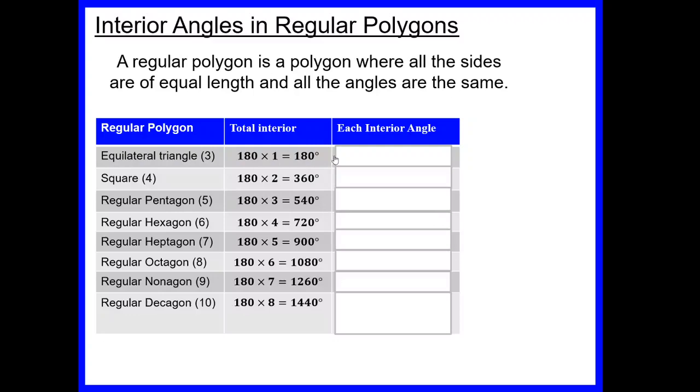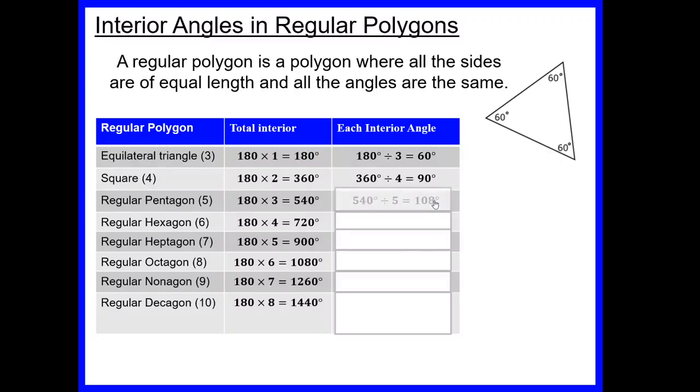So if we know that the total interior angles in our triangle are 180 and that they're all going to be the same, then we can divide that by 3, and it tells us that each angle is 60. Remember, they've all got to be the same, so we can divide by how many there are. There are 3 vertices in this shape, 60 degrees each. For our square, 360 degrees in a quadrilateral divided by 4 means each one is 90 degrees. Our pentagon, 540 divided by 5 is 108 degrees.